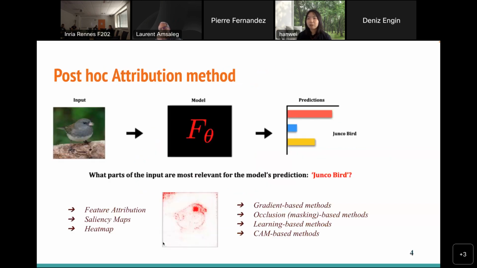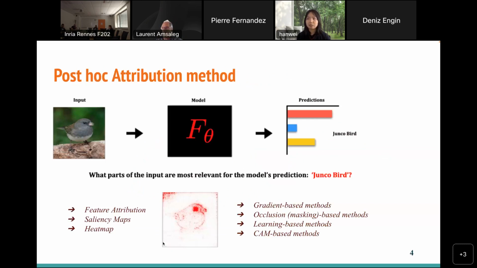So today I would like to focus on post hoc attribution methods. This is the most popular category of methods because, first, attribution is very straightforward for explaining an input.